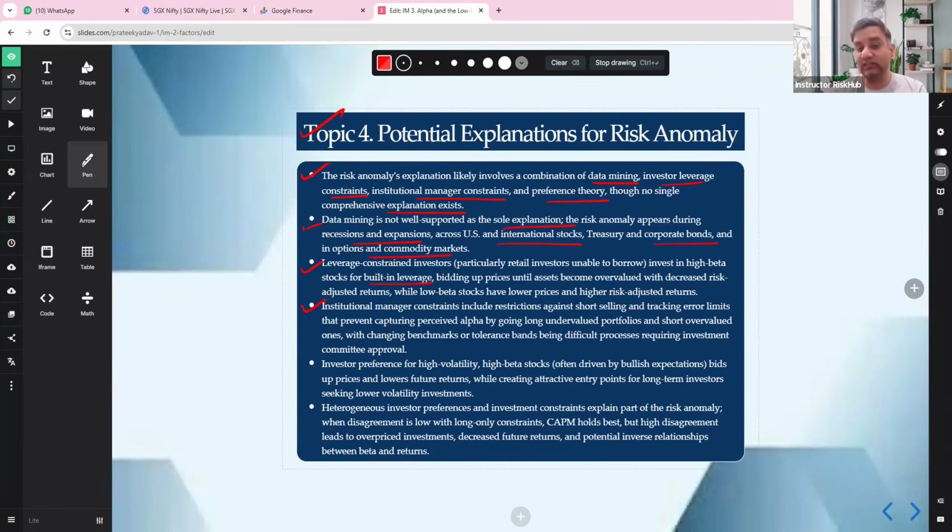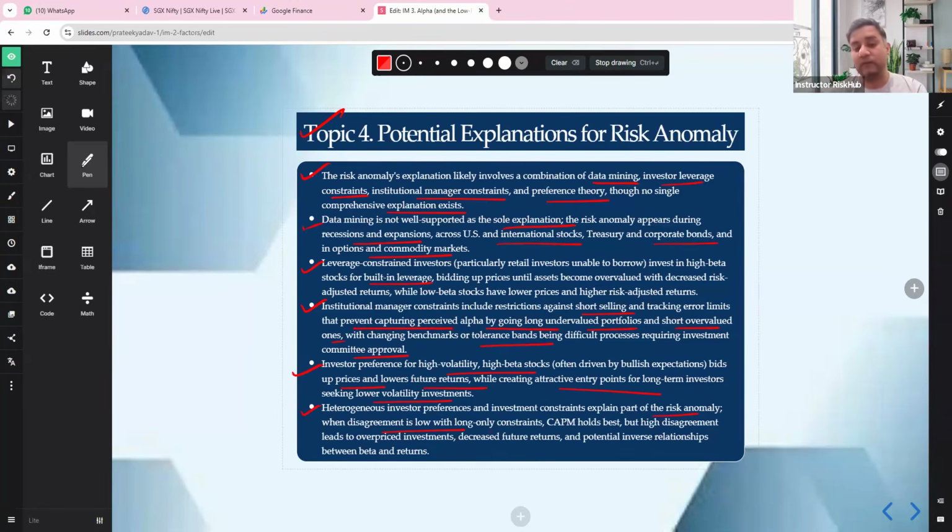Institutional manager constraints include restrictions against short selling and tracking error limits that prevent capturing perceived alpha by going long undervalued securities and short overvalued ones, with changing benchmarks or tolerance bands being a difficult process requiring investment committee approval. Investor preference for high quality, high beta stock, often driven by bullish expectations, bids up prices and lowers future returns, while creating attractive entry points for long term investors seeking lower volatility investment. And heterogeneous investor preferences and investment constraints explain part of the risk anomaly, right?